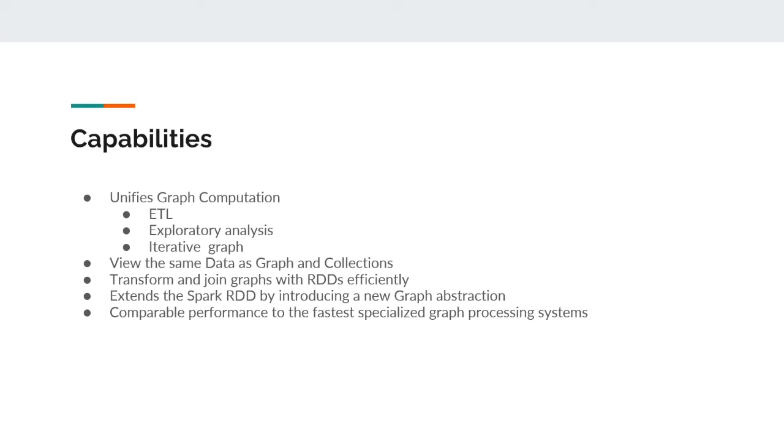So GraphX extends the Spark RDD by introducing a new graph abstraction, and you can compare GraphX performance to the fastest specialized graph processing systems. So this point is talking about the speed of GraphX. GraphX competes on performance with the fastest graph systems while retaining Spark's flexibility, fault tolerance, and ease of use.